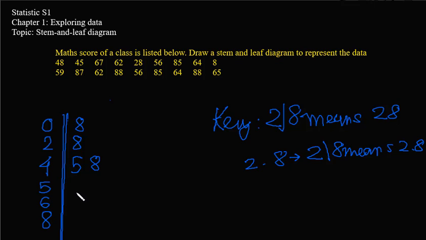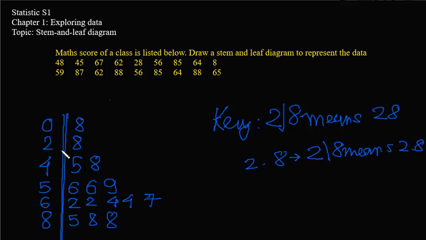The second one for 56, we have 256, so we draw 56 twice, and 159, and we have 262, 264, and 167 here. So then we can see that we have 185 and then we have 288. This is how we can construct a stem and leaf diagram.